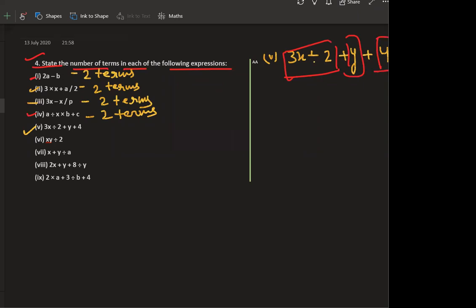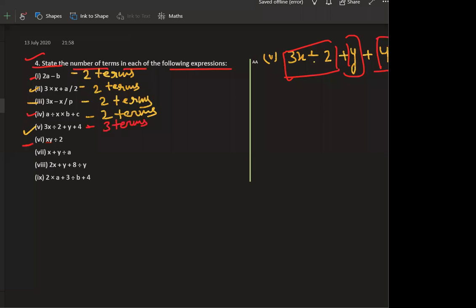What are you doing, children? It is so simple to identify. How many times have I told you how to identify? Identify by plus minus. 3 terms are there. Still you are saying 2 terms. Now there are 3 terms in this fifth part.